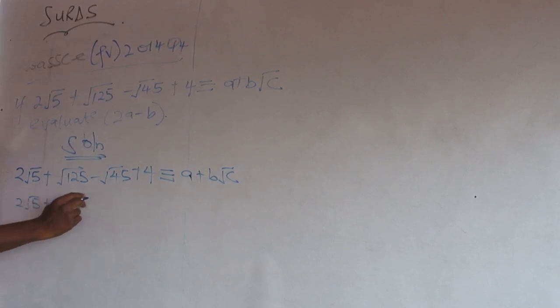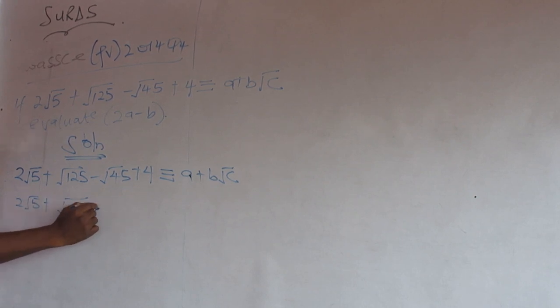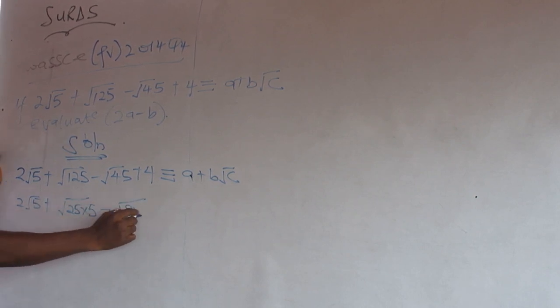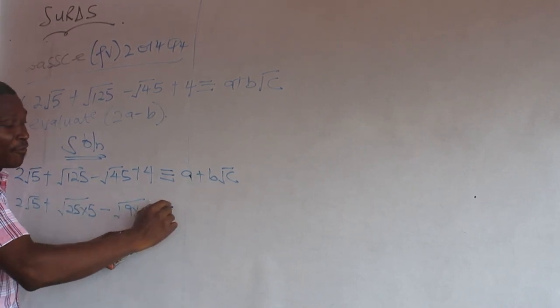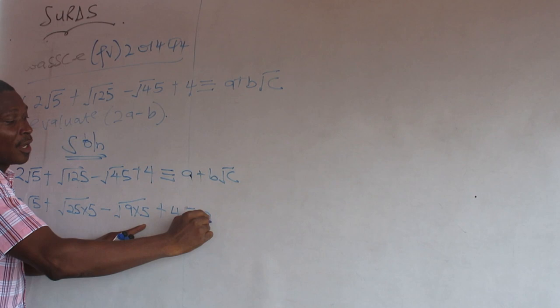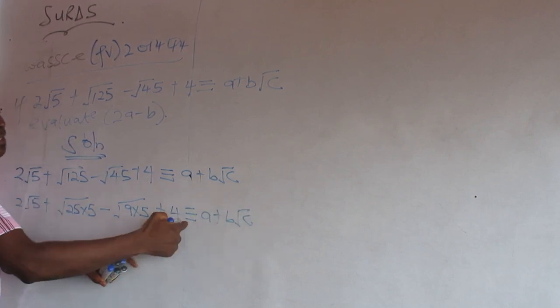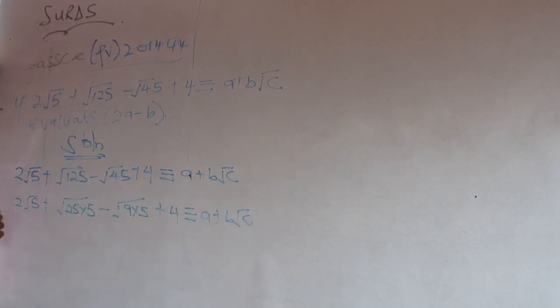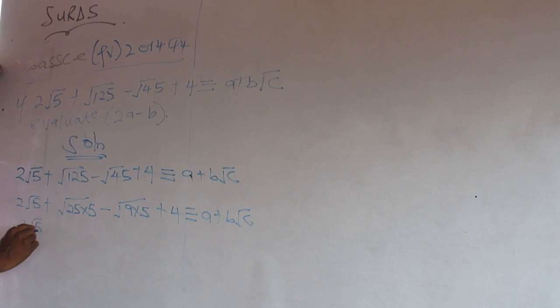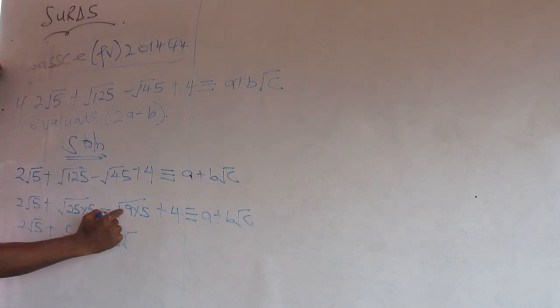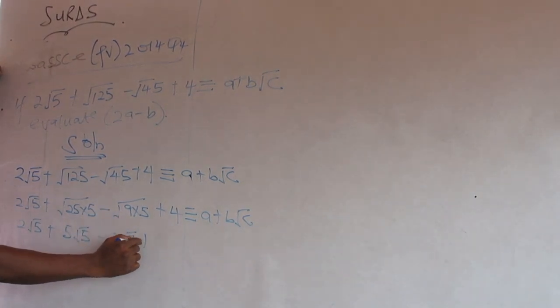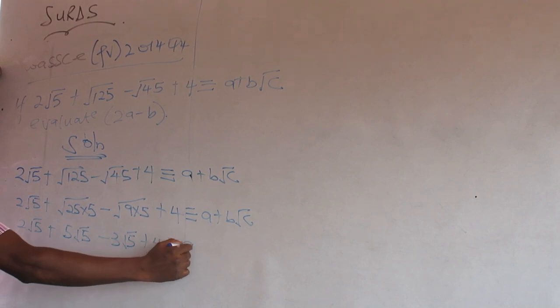Now give me the factors here. So 25 times what? 5. That is 9 times what? 5. Get a perfect square and a non-perfect square, okay? Equivalent, that is equal. It's tantamount to an equal to sign. Now that is 2 root 5, 5 root 5, minus 3 root 5, because root 9 can be obtained, okay? Plus 4. Equivalent.